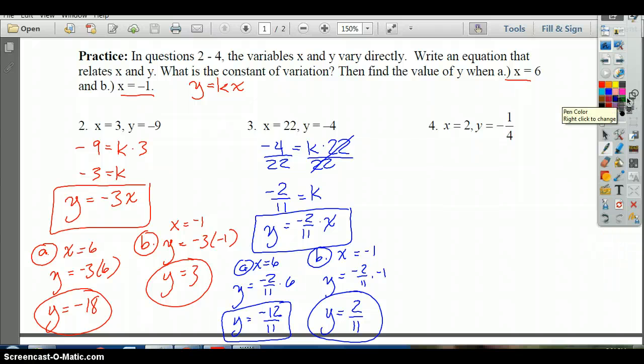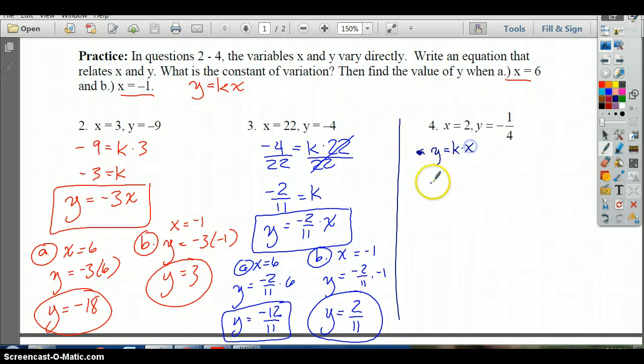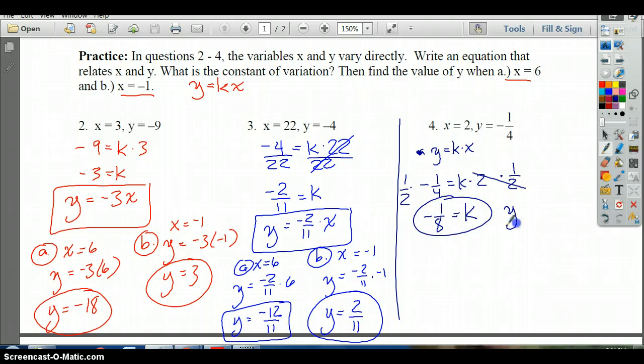Okay. Jumping through the purple hoop here. So I have y equals k times x again. So we're looking at negative 1/4 equals k times 2. Rather than divide by 2, I'm going to think of this as multiplying by a half both sides. So that gives me k equals negative 1 over 8. So my equation is negative 1/8 times x.